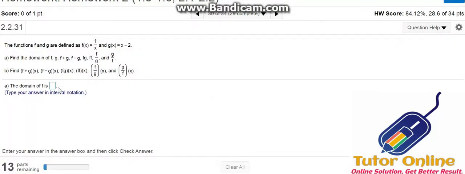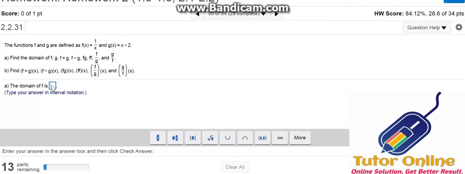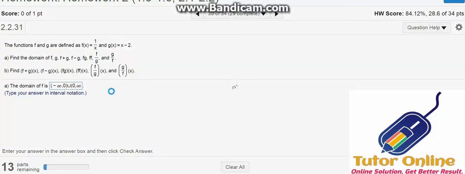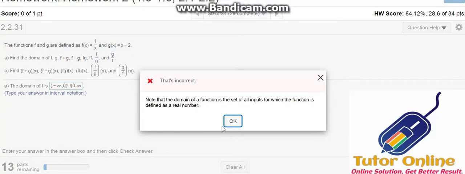Find the domain of this: f of x is this, g of x is this. Find the domain of fg, f plus g, f minus g, f times g, f of f. Oh, that's too lengthy a question, man. What will be the domain of 1 over x? The function of x is 1 over x, so maybe its domain is minus infinity to plus infinity. The domain is the set of all inputs for which the function is defined as a real number.